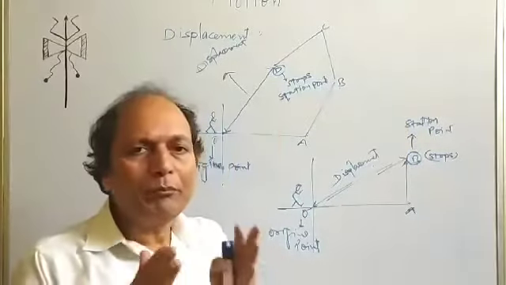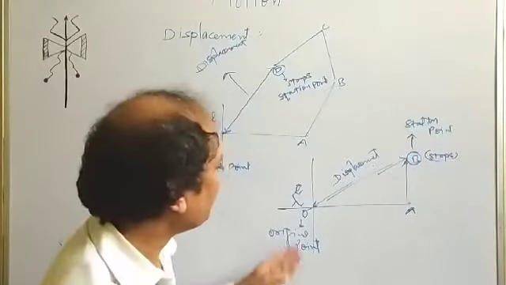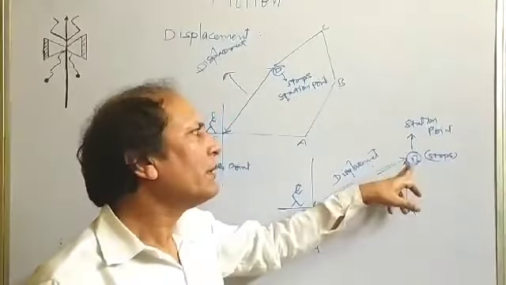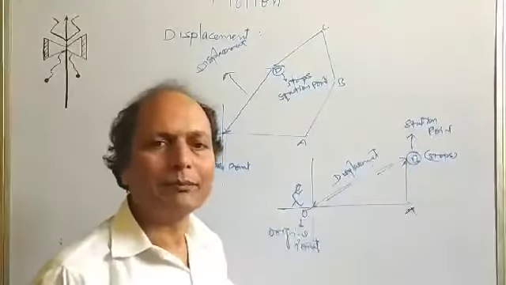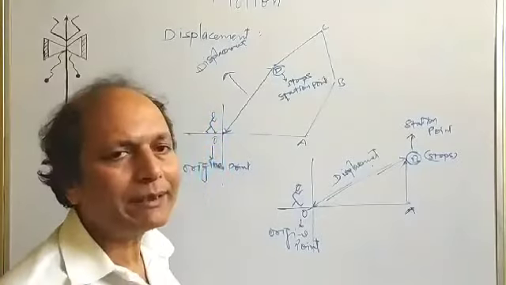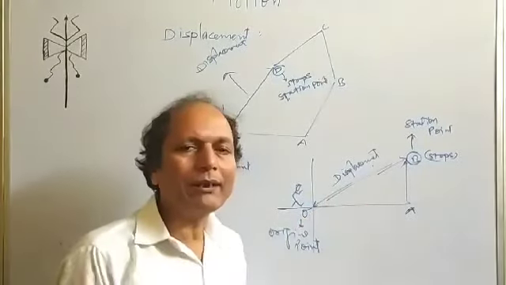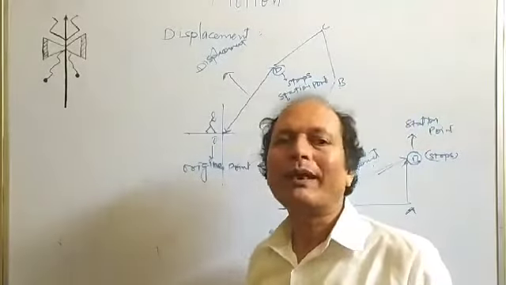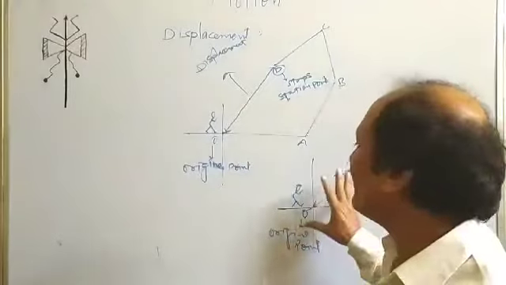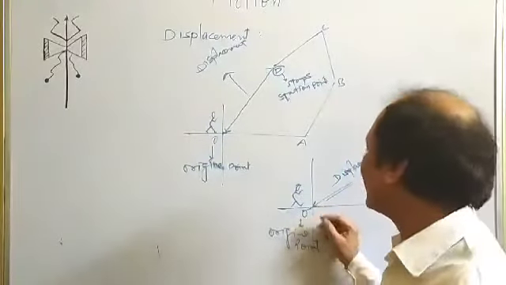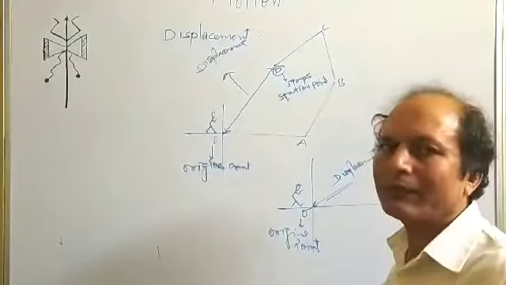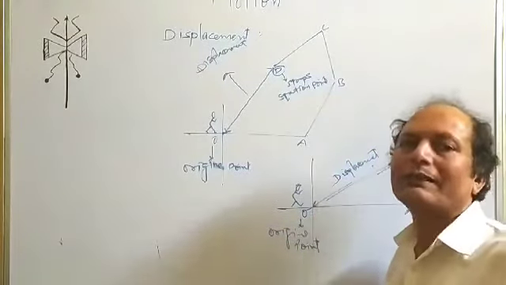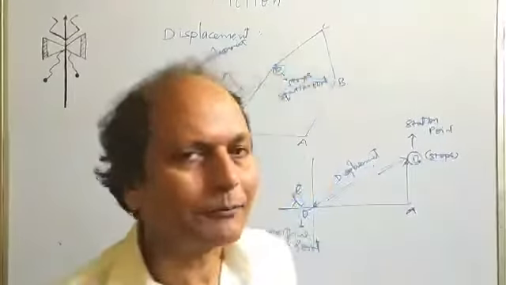So the minimum distance covered by a body between its origin point and station point is called displacement. Displacement always takes place in a particular direction or in a straight line. Straight line measurement is also indicated as a particular direction. We also need its magnitude, so displacement is a vector quantity.